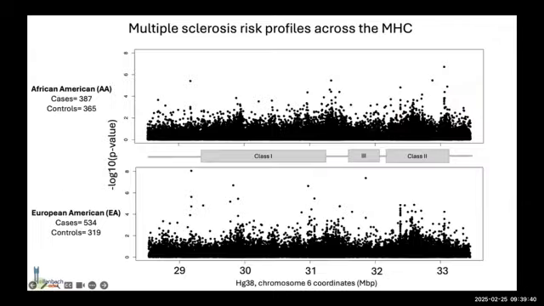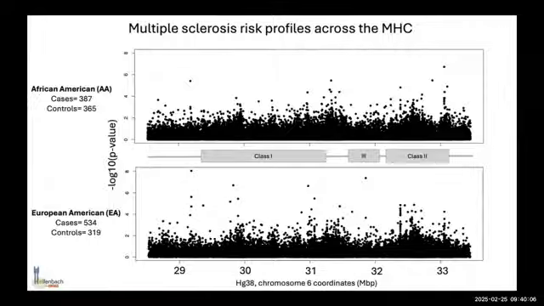After all this, this is our Manhattan plot across the MHC. You can see the African American on top with the European American below. This looks like so many dots, but you can see some things that look like peaks for sure. And for our sample size, we see reasonable enrichment of signal.